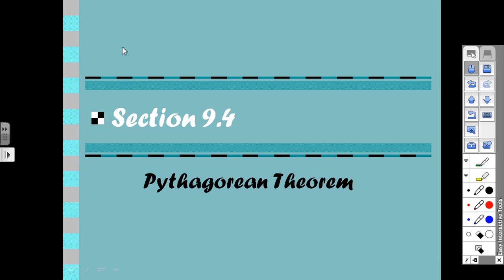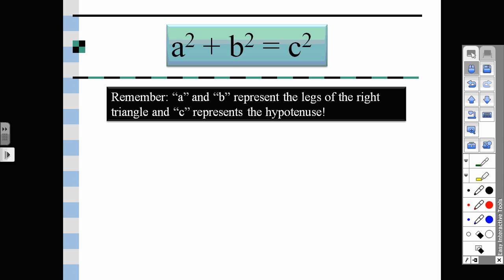All right, here we are at section 9.4, which is all about the Pythagorean theorem. I think you guys know what the Pythagorean theorem is, but just in case, I'll remind you. It's a squared plus b squared equals c squared. So remember that a and b represent the legs of your right triangle, and c always represents your hypotenuse.